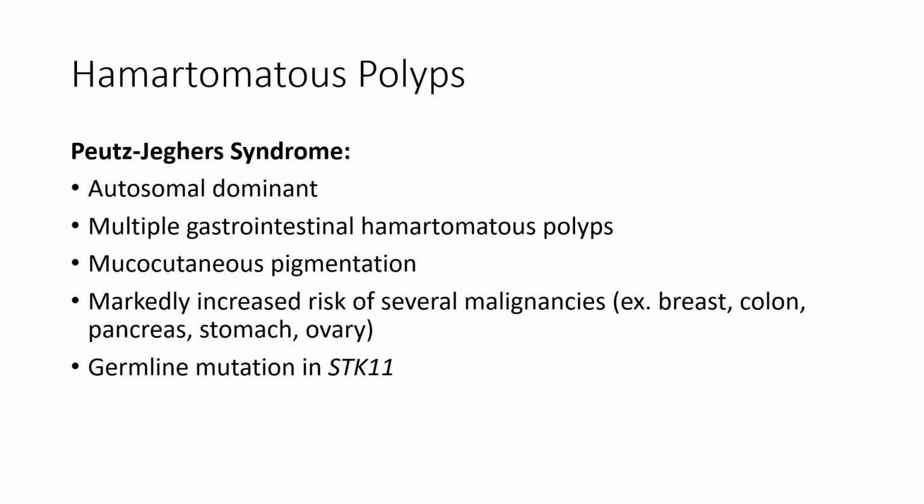They have dark blue to brown macules on the lips, nostrils, buccal mucosa, palmar surfaces of the hands, genitalia, perianal region. And it's important to recognize the syndrome because patients are at markedly increased risk of several malignancies such as breast, colon, pancreas, stomach, and ovary. So the malignancies can occur in the GI tract and outside the GI tract.